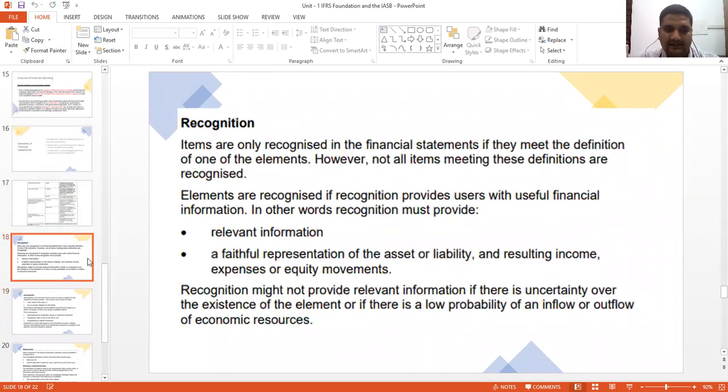While moving to the next point, there is recognition. Items are recognized in the financial statements if they meet the definition of one of the elements. However, not all items meeting these definitions are recognized. Elements are recognized if recognition provides users with useful financial information. Financial information here means the company's profit and loss account, balance sheet and trading account. This useful information should be given to the stakeholders of the company, creditors of the company, and other members as well. It should be relevant information, a faithful representation of assets, liabilities, and the resulting income and expenses.